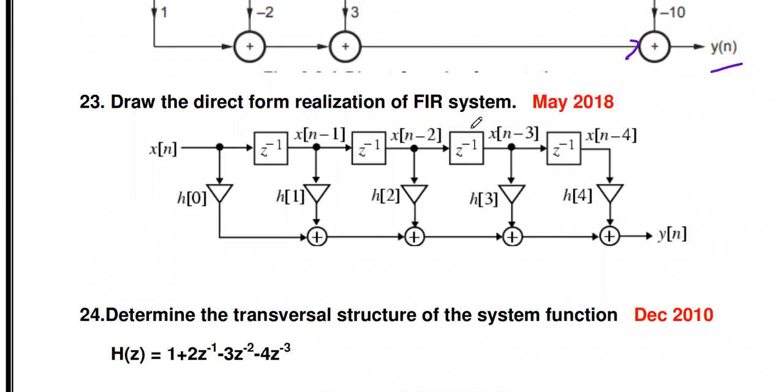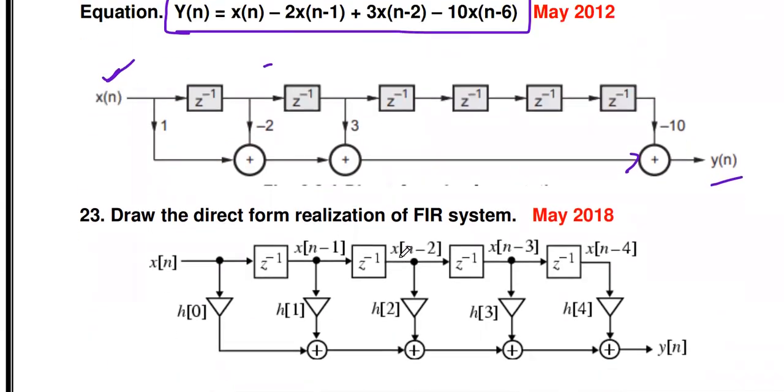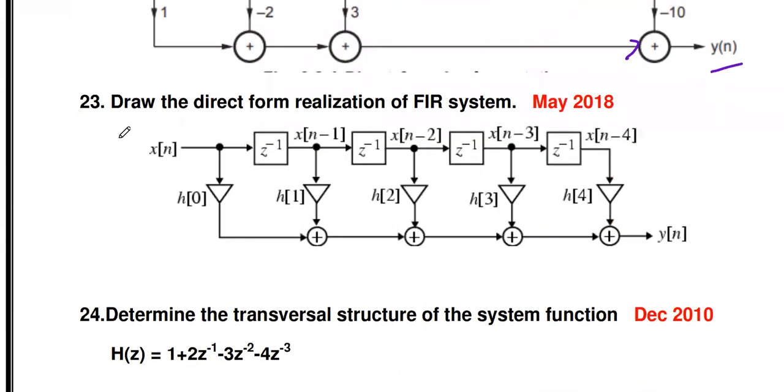This is one of the 2-mark questions. Draw the direct form realization of FIR system. Generally they are asking, it's a May 2018 question. So you see, this is the direct form. This is the general direct form realization. This is input x of n. This is the output y of n.